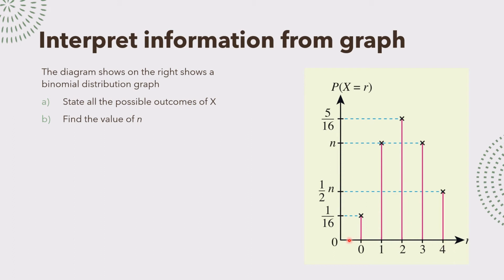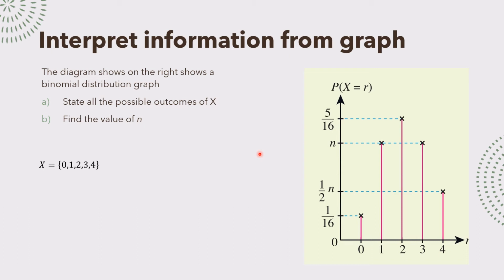Okay, if we have the maximum number is 4 because we have a maximum of 4 trials. So the number of success is either 0, 1, 2, 3 or 4. It's either no success or 1 success, 2 success, 3 success or 4 success. So the possible outcome of X is 0, 1, 2, 3 and 4.